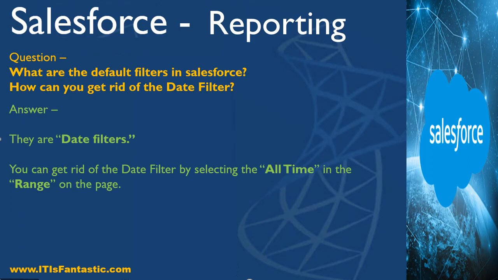What are the default filters in Salesforce? How can we get rid of the date filter? They are date filters, and we can get rid of the date filter by selecting all time in the range on the page.